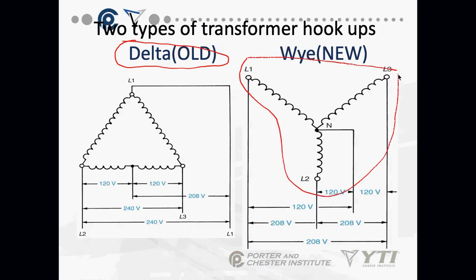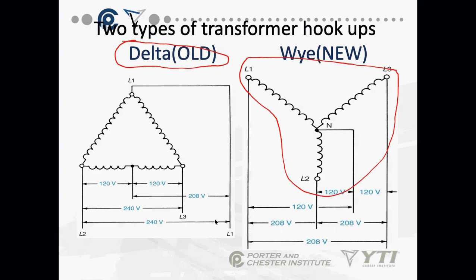Why they couldn't call it just Y and had to spell it out, I have no clue. But again, you can always tell them apart because the delta looks like the delta symbol, and the Y looks like a Y. Now, what is the main difference between the two when you look at these? What is your biggest difference other than appearance? Voltage. Yeah, the delta has a high leg, and can achieve 240 also.